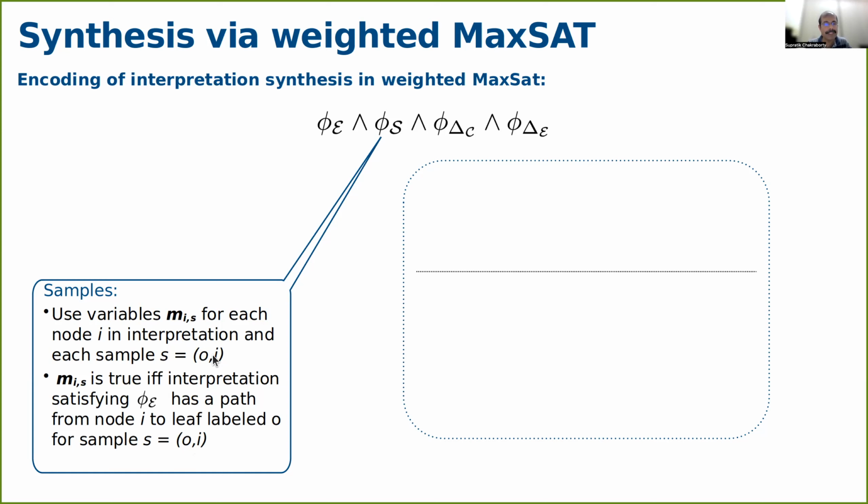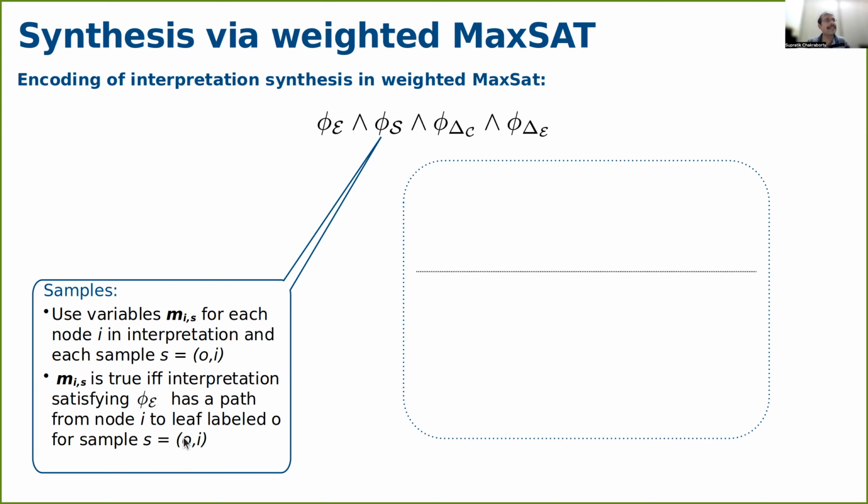Remember, this sample is telling me if you give me this input, this should be the output. So these outputs should be labeling the leaves of the decision diagram, and these inputs are basically being used in the predicates in the decision diagram. So for each sample and for each node in the decision diagram, which corresponds to a satisfying assignment of phi E, this variable is true if in that interpretation corresponding to phi E, there is a path from the node I to the leaf that corresponds to this output. Okay?